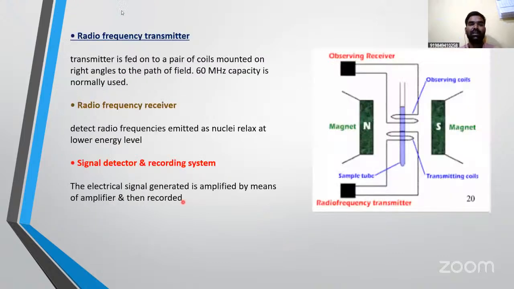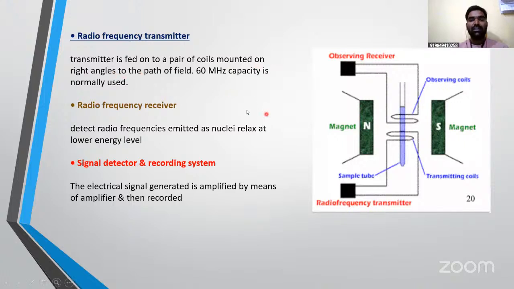Radio frequency transmitter. This is the radio frequency transmitter we can see here. This is the observer receiver. This is the sample tube. These are the transmitting coils. These are the permanent magnets and the observing coil. What does this radio frequency transmitter do? Let us see. The transmitter is fed onto a pair of coils mounted at right angles.